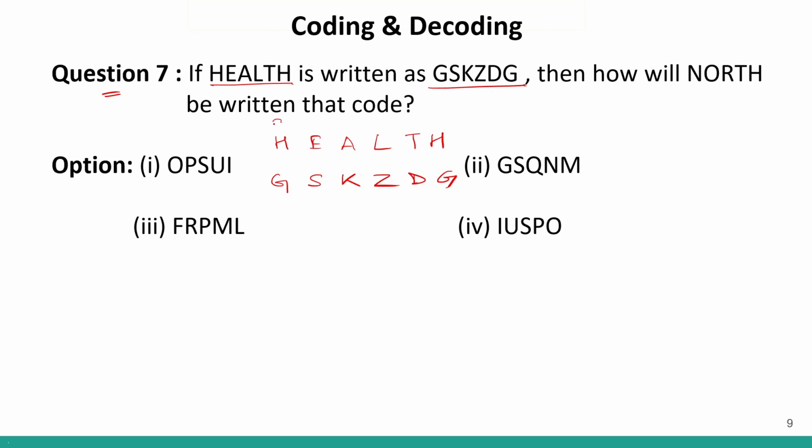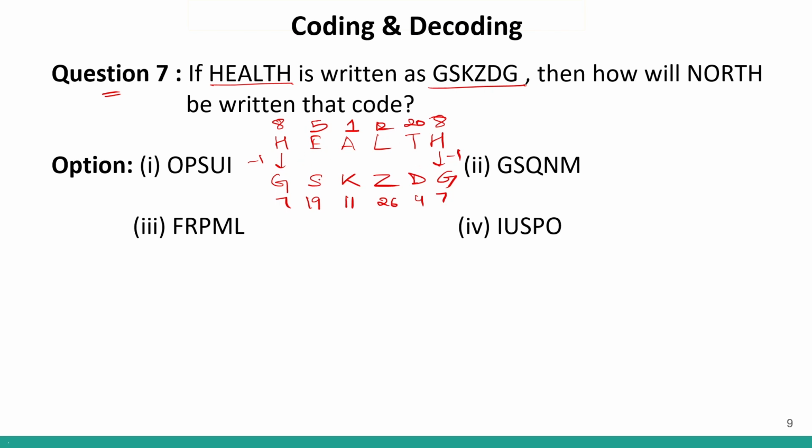H is 8. E is 5. A is 1. L is 12 and T is 20. Over here the code G is 7. S is how much? 19. K is 11. Z is 26 and D is 4. Now over here I can see, okay, this is -1 and this is also -1. Correct? This is -1, this is also -1.